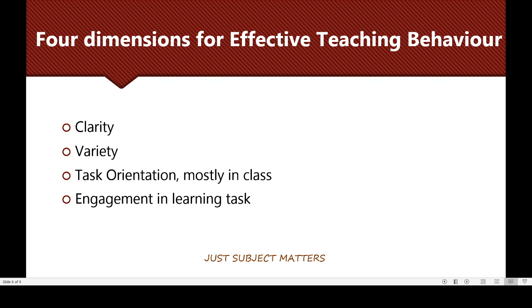The first one is clarity. For effective teaching, obviously the first dimension is clarity. A teacher should have clarity by means of well planned objectives and knowledge about the subject. The levels of teaching must be enhanced, the techniques of evaluation can be made perfect, and there should be sharpness. And the second comes variety.